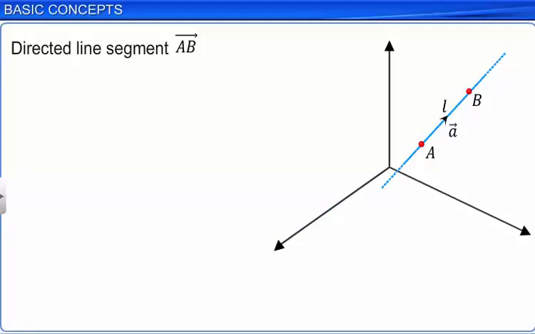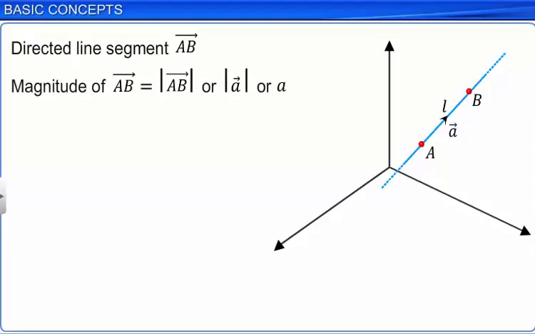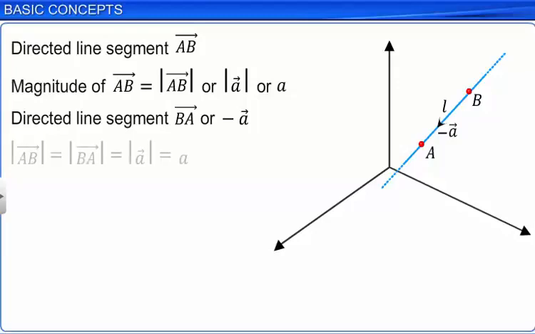The magnitude of vector AB is represented as shown. The magnitude of vector AB is equal to the length of line segment AB. If the direction of the directed line is reversed, we get vector BA. In this case, the initial point is B and the terminal point is A, and vector BA is equal to minus vector AB. Note that the magnitude of vectors AB and BA is the same and equal to the length of line segment AB.